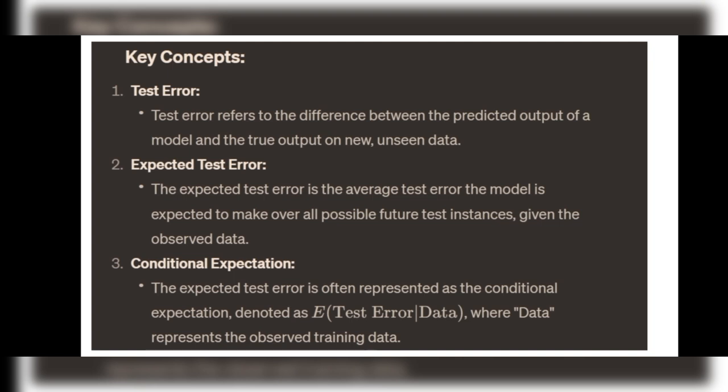Third one is conditional expectation. In conditional expectation, the expected test error is often represented as a conditional expectation denoted as E. In the previous step, step 2, expected test error, we expected the error, right? That expectation is denoted as E. Conditional expectation is denoted as E of test error given data, where data represents the observed training data.